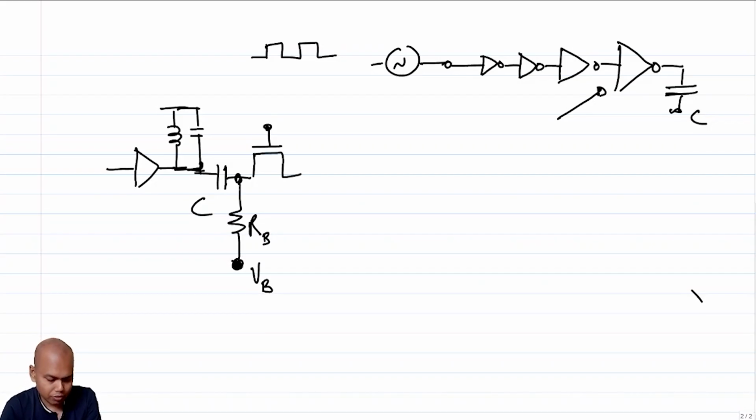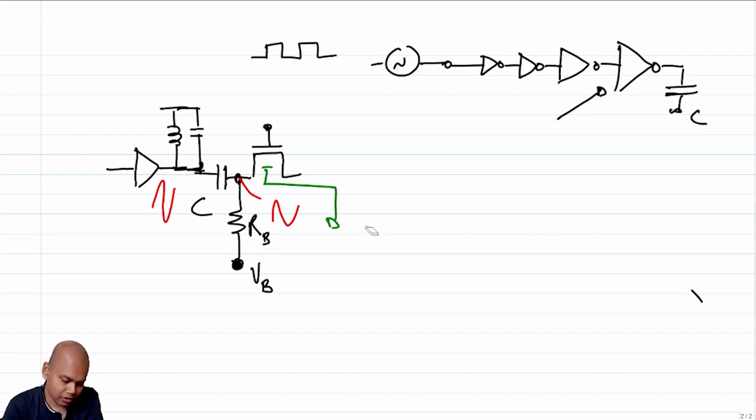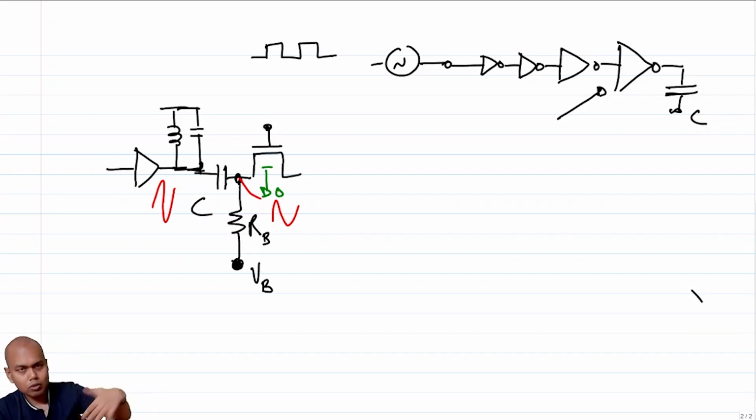Right? Now the question is, how do you decide on VB? Can VB be 0? If VB is 0, what can happen? Note that this node is supposed to swing, correct? If this node swings, this node is also supposed to swing. Now you do not want that node to go negative. Why not? Because if you recall, the body of this NMOS is always grounded, right? So if the source goes negative, then the PN junction associated with the source-body or drain-body junction is going to get forward biased, and you are going to land up in trouble.